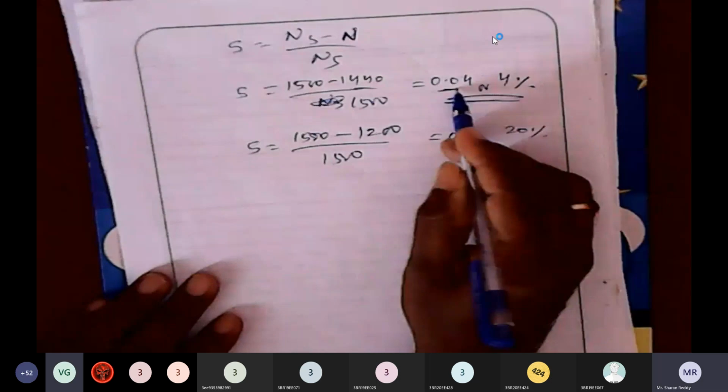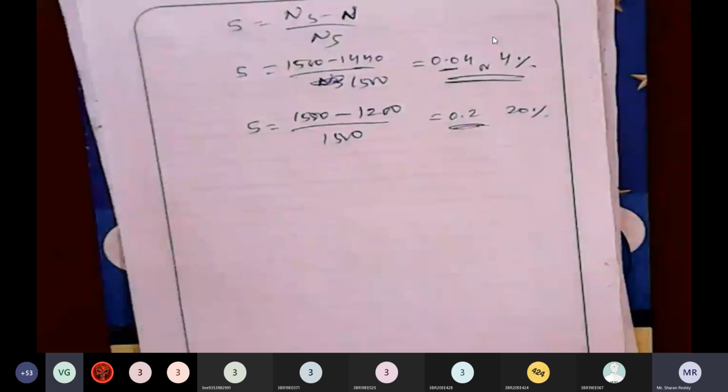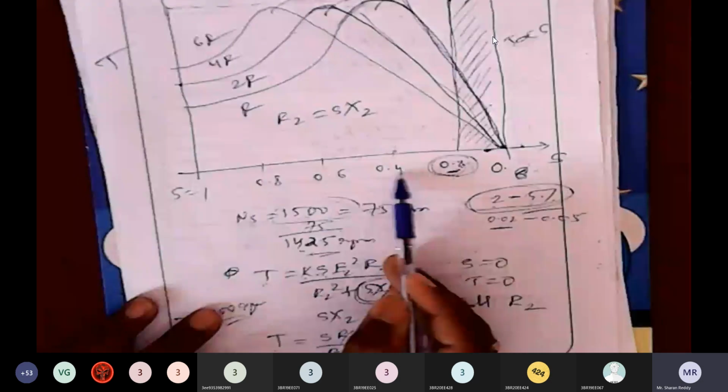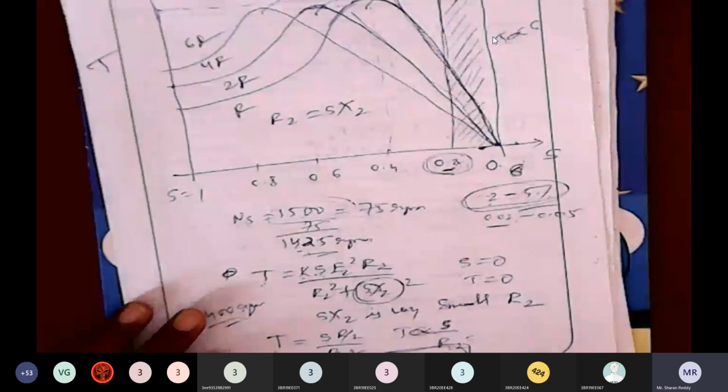So what are you observing here? As you are increasing the load, you are increasing the slip. As you increase the load, the slip also increases. But slip can only be a smaller value. We cannot increase beyond 0.2, which is already 20%. Once it reaches the maximum value, if you increase the loading still further, the slip will increase.